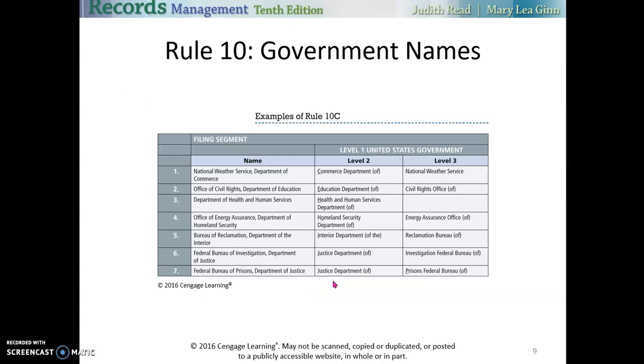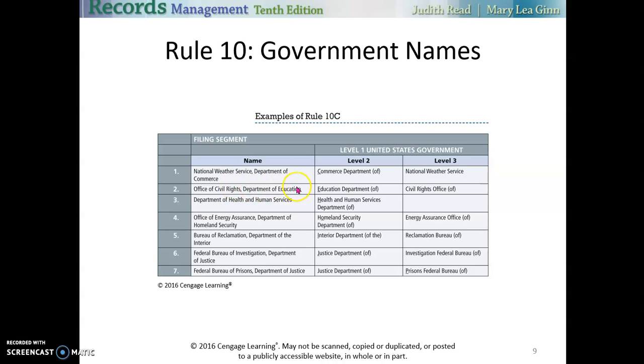So let's look at the government names. So here we have National Weather Service, Department of Commerce. So the first unit, and it shows you up here, is Level 1, United States Government. All of these are United States Government. All of them, their first level is United States Government. So we look at the next one. The department comes next. So it is the Commerce Department. So Commerce would come first, and then Department of. And then finally, National Weather Service.